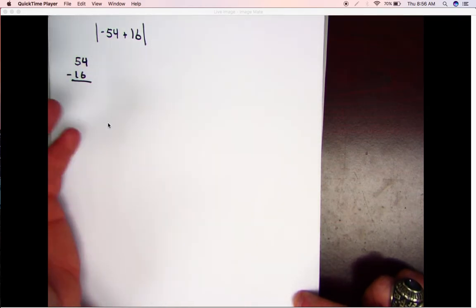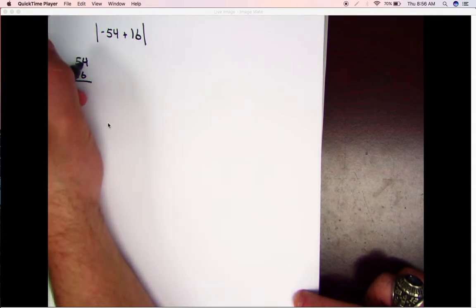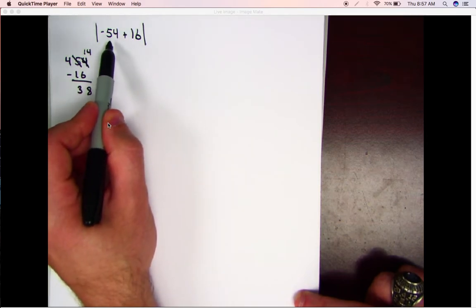Okay, this is the old-fashioned subtraction algorithm that we're familiar with from elementary school. So 6 cannot be subtracted from 4, so we're going to have to borrow. When we borrow from the 5, we have a 4 left over, and up here we have a 14. So now 14 minus 6, well, that gets us an 8. And then 4 minus 1, well, that gets us a 3. Now, since the larger number here is negative and the smaller number is positive, we take the sign of the larger number. So this would be a negative 38.